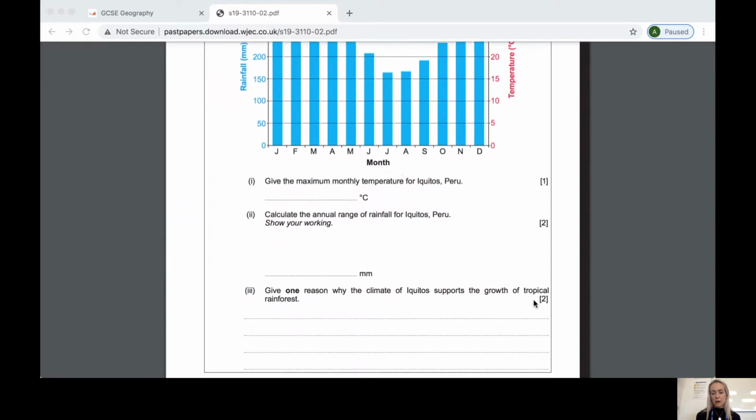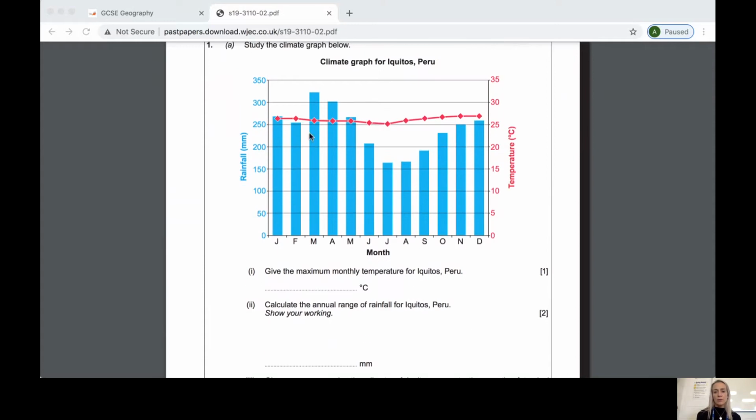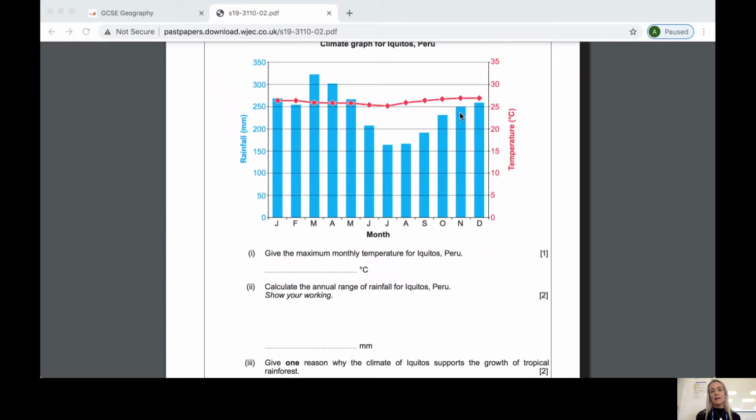It asks you for 2 marks to only give 1 reason why the climate of Iquios supports the growth of tropical rainforest. So you're only going to be allowed to give 1 reason, but the second mark comes from developing the reason. So you can either say about the high rainfall, which then feeds the plants with nutrients, the soils are good and rich and the plants can grow, or you can talk about how the temperature being high and that high amount of sunshine allows photosynthesis, which allows the plants to grow. So choose one of those and develop your point and say how that allows the growth of rainforests to get your second point.